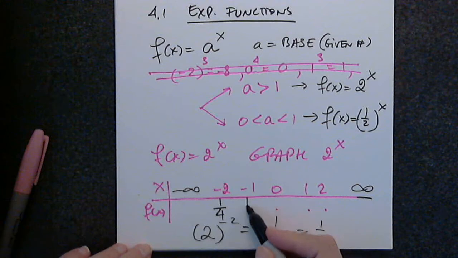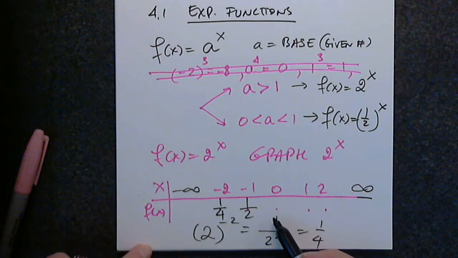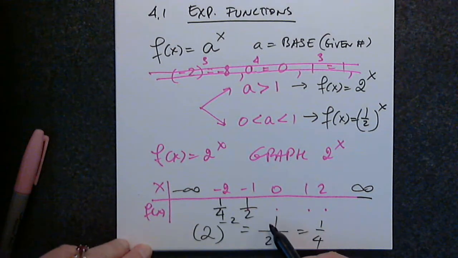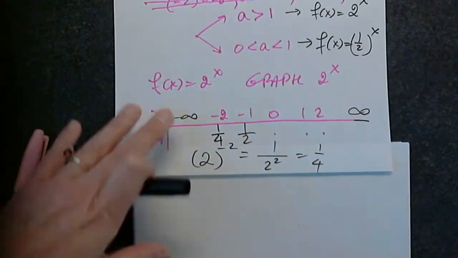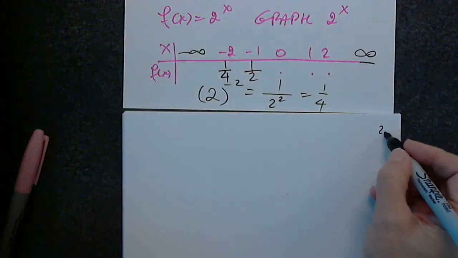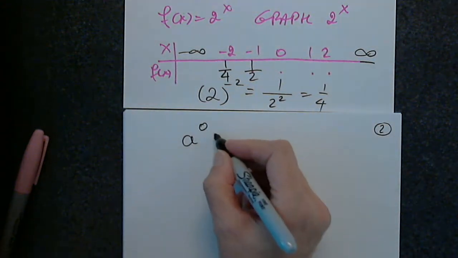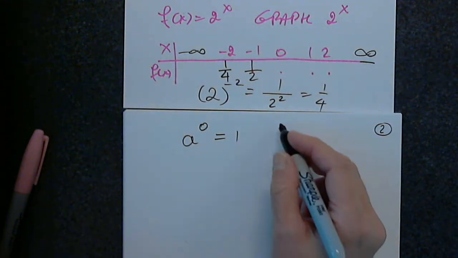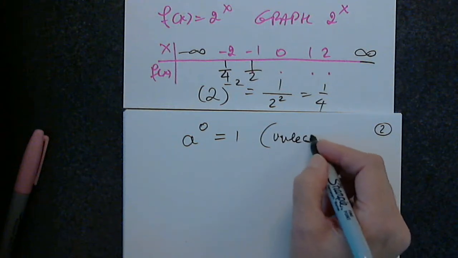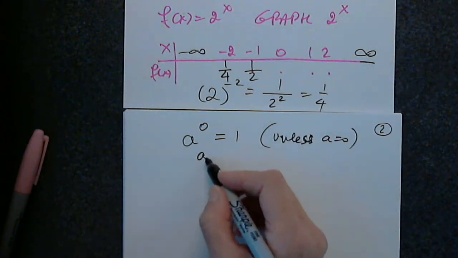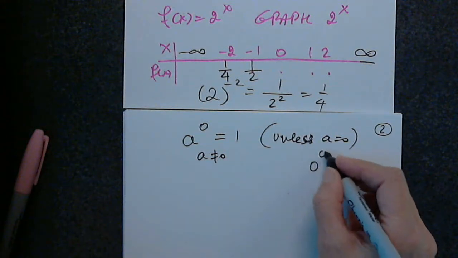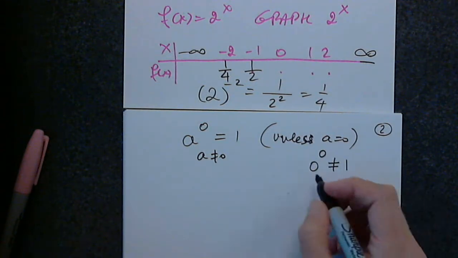Very good. Can anyone tell us what happens at 0? Careful. Let's write this aside, please. I'll come back. This is very important. A raised to 0 is always 1 unless A is 0. So A cannot be 0. 0 raised to 0 is not 1.